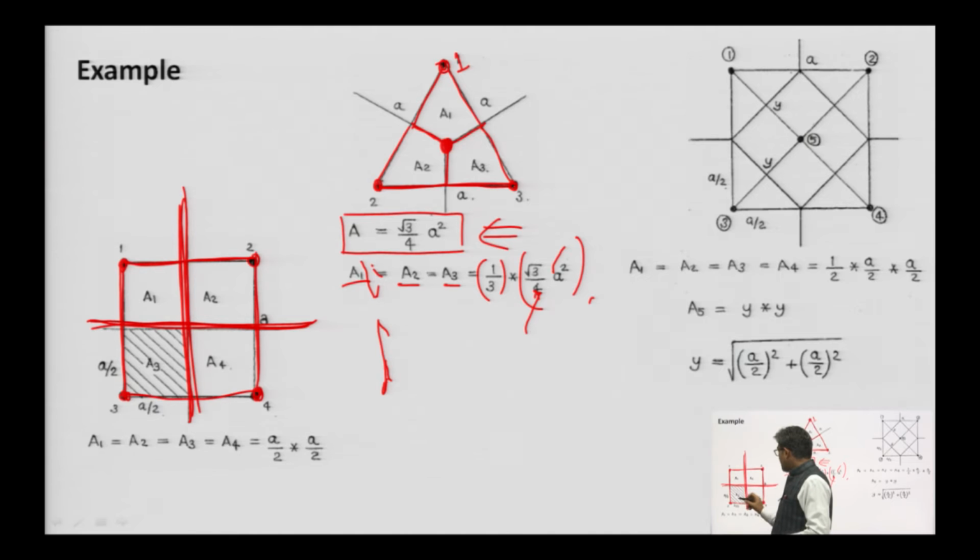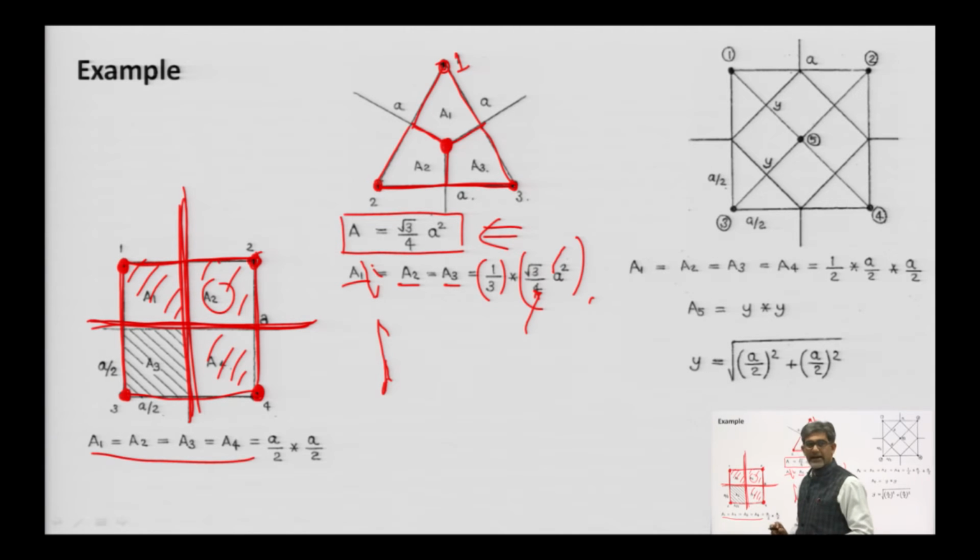So, the area for each station will be this one. That shaded area is for station 1, A1. This one, A2, is for rain gauge station 2. A3 is for rain gauge station 3, and A4, this part, is for station 4. From the geometry, we can calculate the values of A1, A2, A3, A4. All the areas will be the same, and the value will be A by 2 into A by 2.